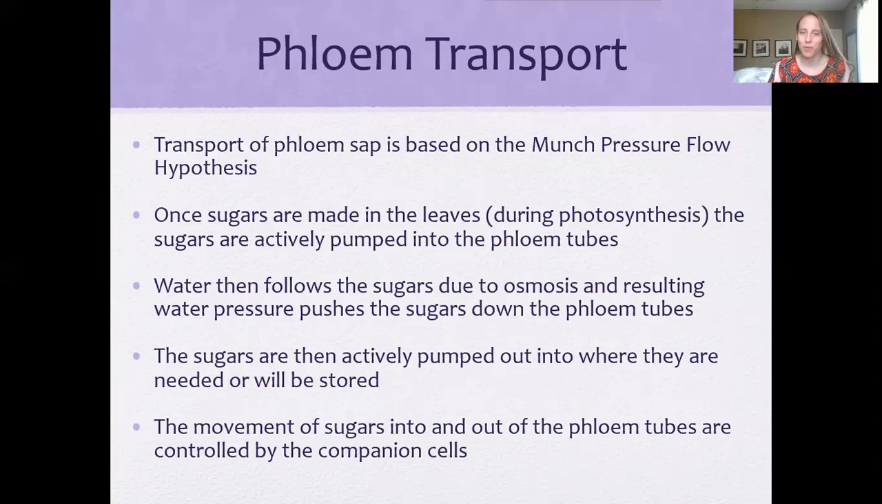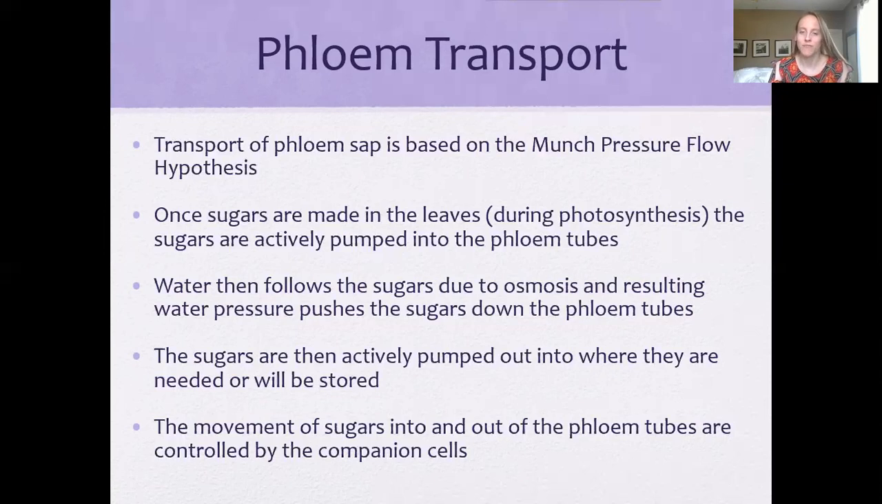The phloem transport is based on something called the Munch pressure flow hypothesis. Essentially, the Munch pressure flow hypothesis says that once sugars are made in the leaves via photosynthesis, the sugars are actively pumped into the phloem tubes through the companion cells. The companion cells are regulating when this happens, and they are in charge of supplying the energy for this active transport.